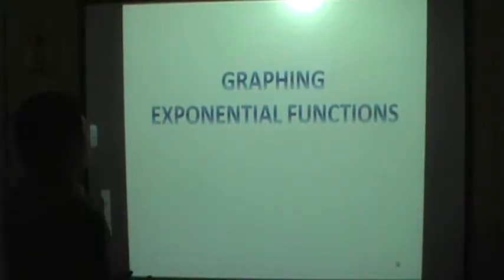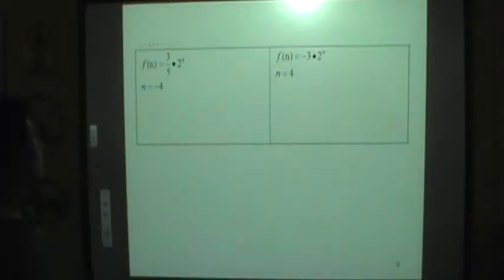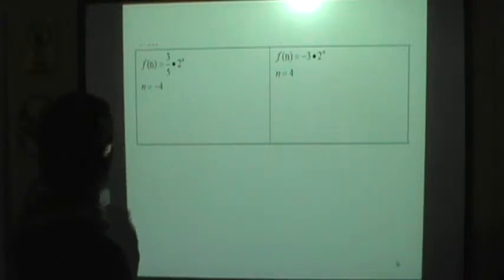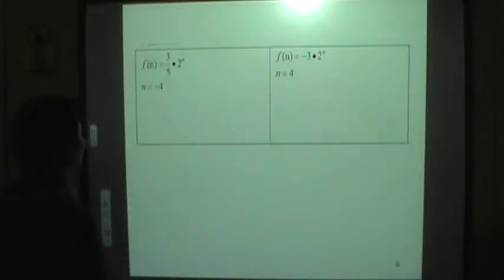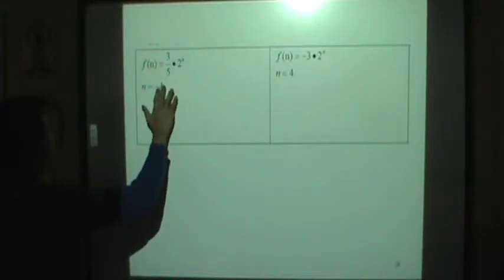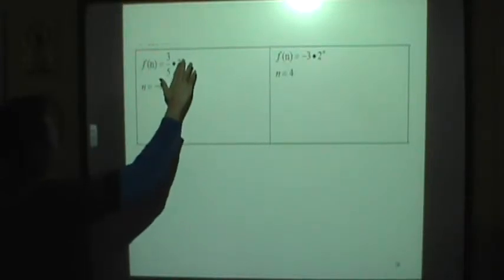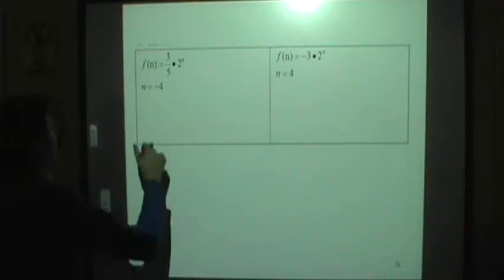Now this time, guys, we have graphing exponential functions. Before we go to the graphing part, let's first solve an exponential function just like this one. Given this exponential function, all you have to do is see that n equals -4, and plug in that -4 for n to find the final answer of the function. So for example here, we have -4.